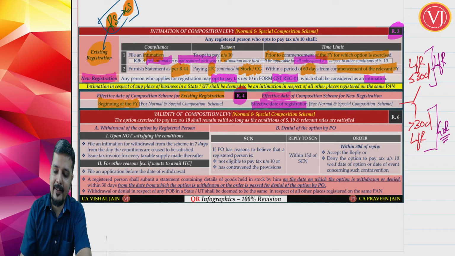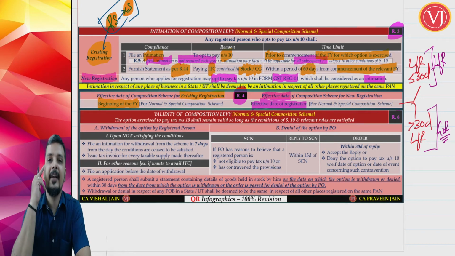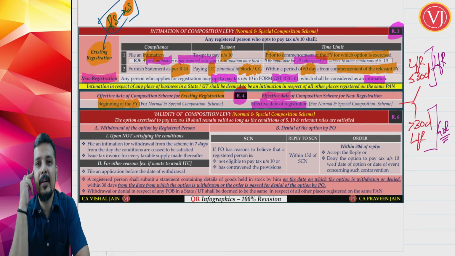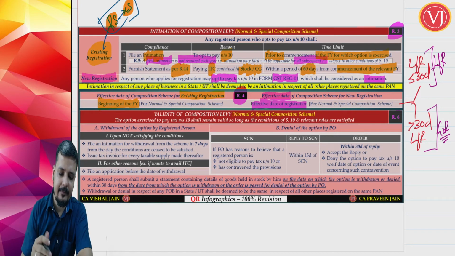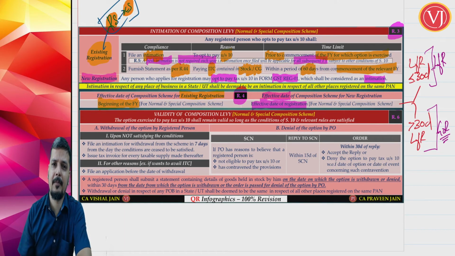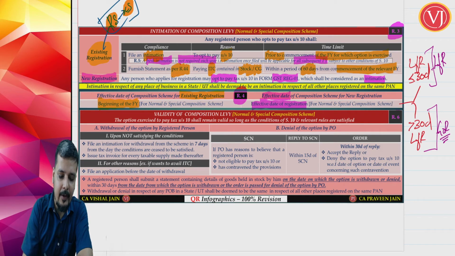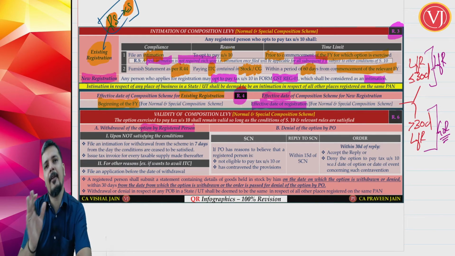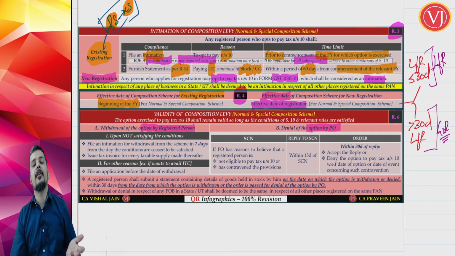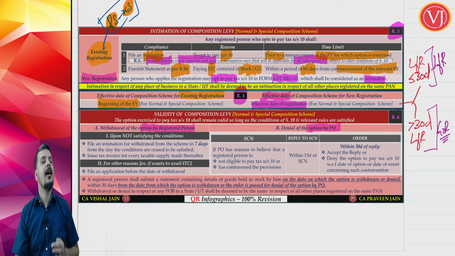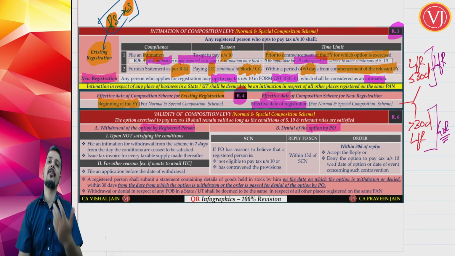Friends, exit is discussed in rule 6. Now, what is this rule 6 talking about? This rule 6 is telling how long you can be under composition scheme. Now, this exit is discussed in two parts. One part is when the registered person is telling that I want to exit composition scheme. Second part, the proper officer is throwing the assessee outside composition scheme. One, the assessee himself is going outside composition scheme. Two, the proper officer is throwing the assessee outside composition scheme.